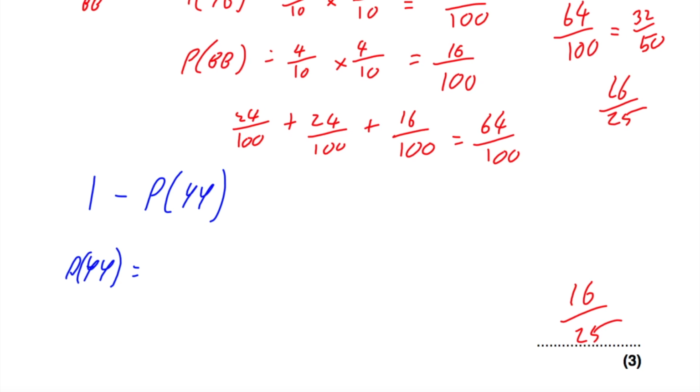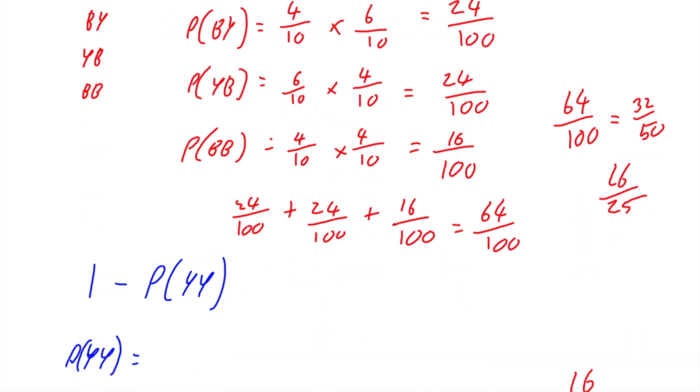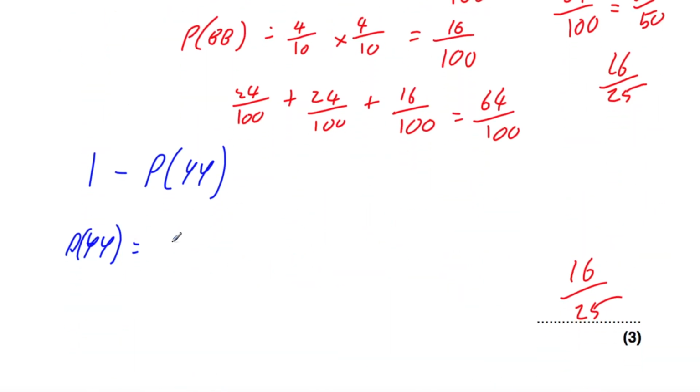So how many yellow sweets are in the bag? So there are 6 yellow sweets in the bag. So the probability of a yellow and a yellow would be 6/10 multiplied by 6/10. 6 times 6 is 36, and 10 times 10 is 100. So the probability of a yellow sweet and a yellow sweet, 2 yellow sweets, is 36 hundredths.